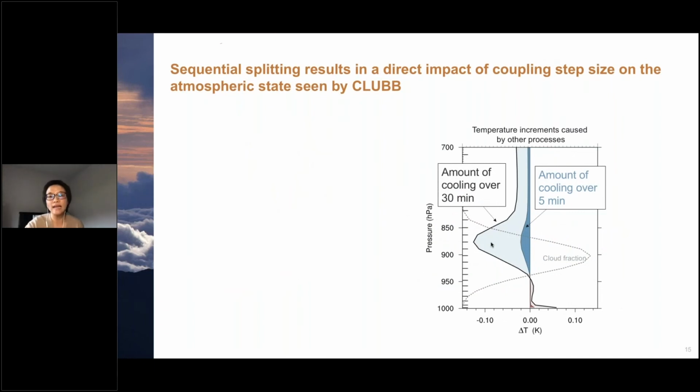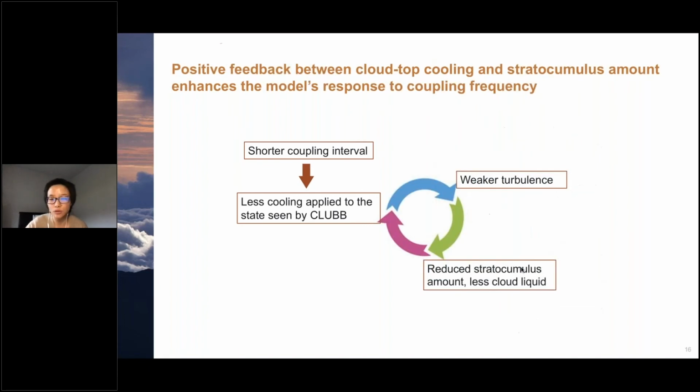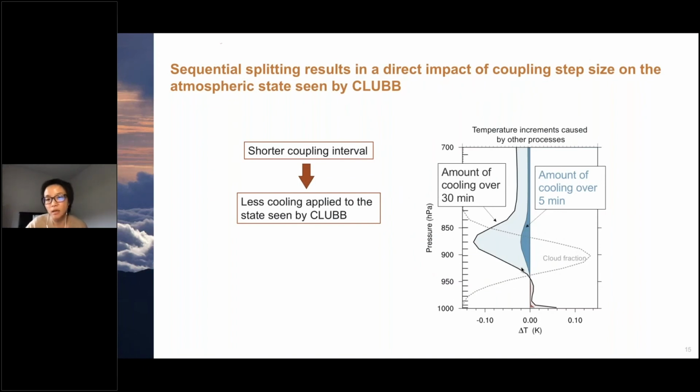So our understanding so far is that this has to do with the sequential splitting causing large oscillations in the model state within one time step. But now think about the fact that for marine stratocumulus, it's well known that near the cloud top, the longwave radiation typically causes a very strong cooling. Assume that the same atmospheric state and the same radiative cooling rate is predicted, and then we only apply that change over a 5-minute time step, you would see a relatively small amount of cooling at cloud top, as indicated by this darker shading here.